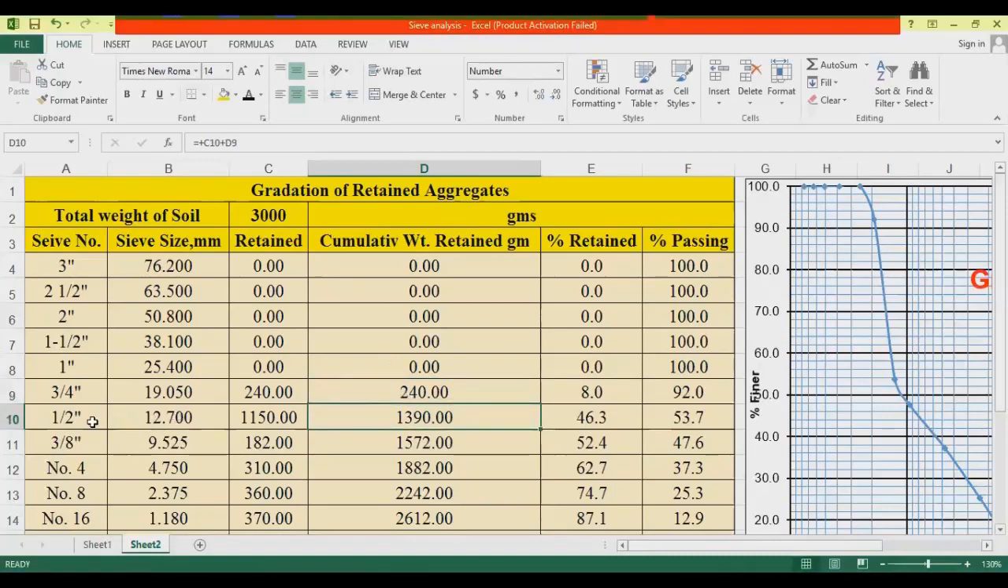Now, for the cumulative weight retained on the half-inch sieve, the formula is again the same. The weight retained on the half-inch sieve is 1150 gram plus the weight retained on the above sieve. So the above sieve is the 3/4-inch sieve. On the 3/4-inch sieve, the cumulative weight retained is 240 gram. So 240 plus 1150 will give us 390 gram. The similar procedure will be applied on the other cells.